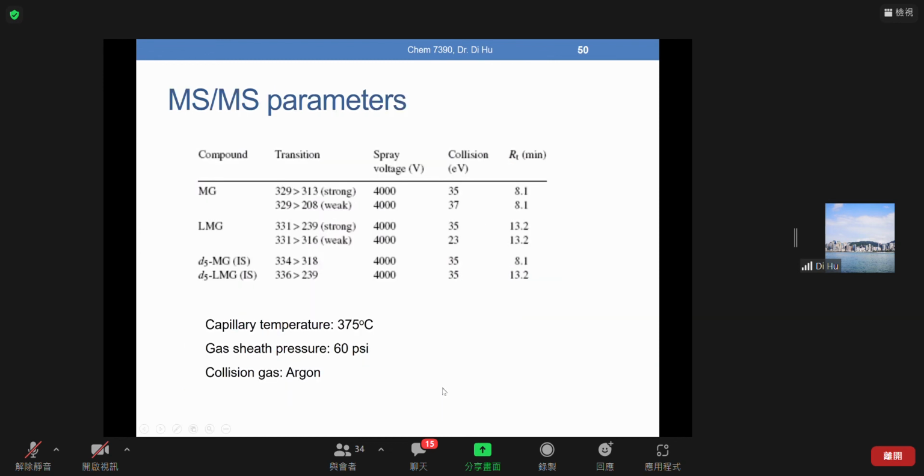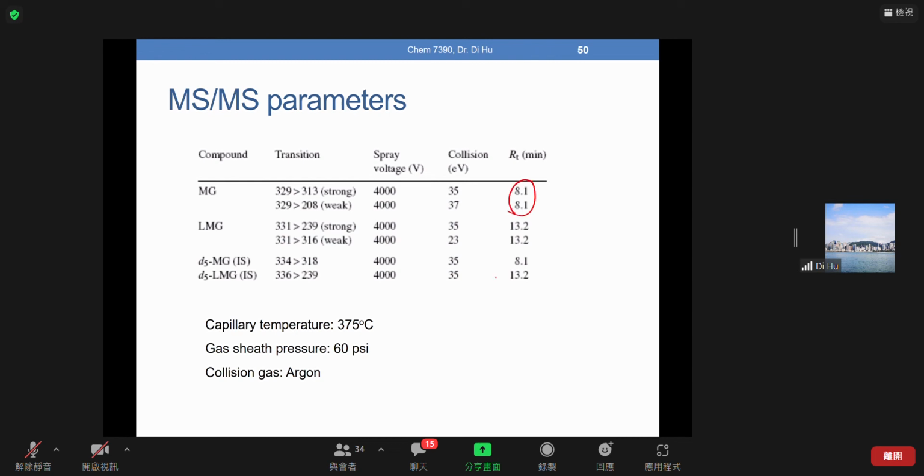For this one, now they have this transition, and then they use the collision voltage. You can see they use different collision voltages. And then the retention time. Pay attention to this retention time. This is also interesting for you to see.